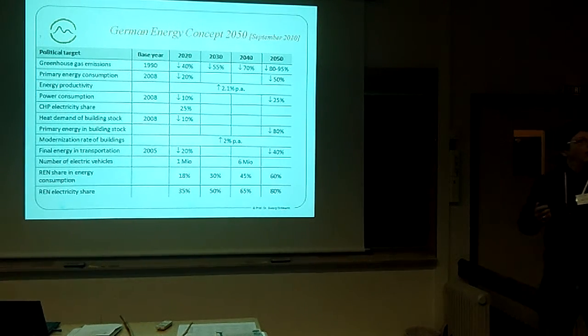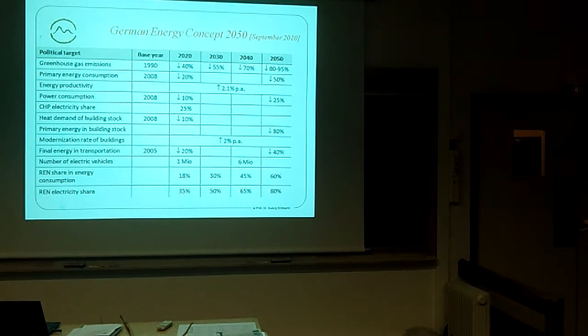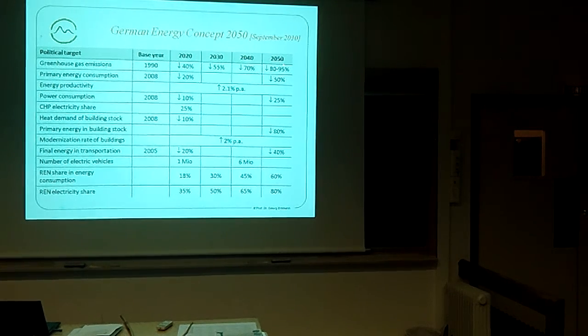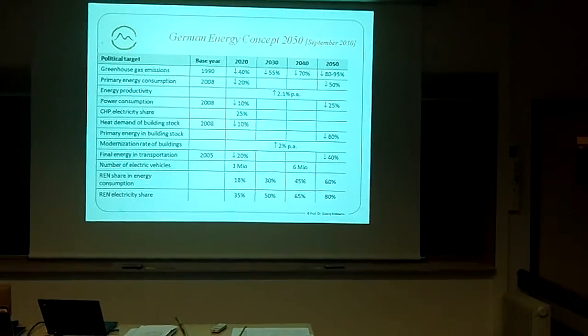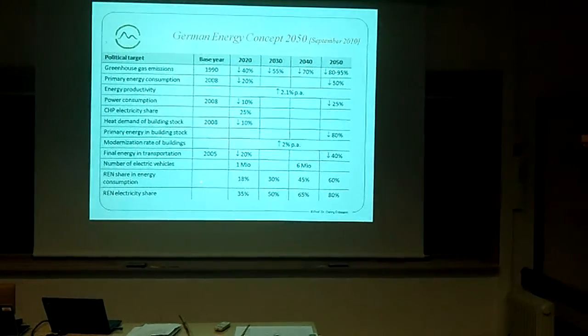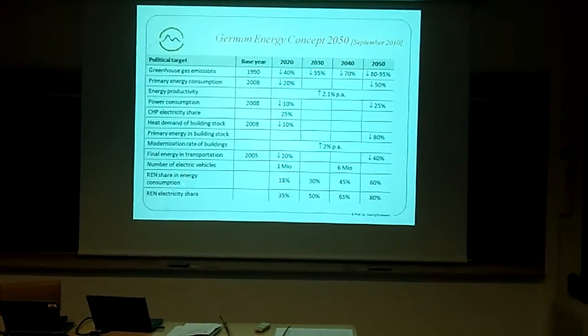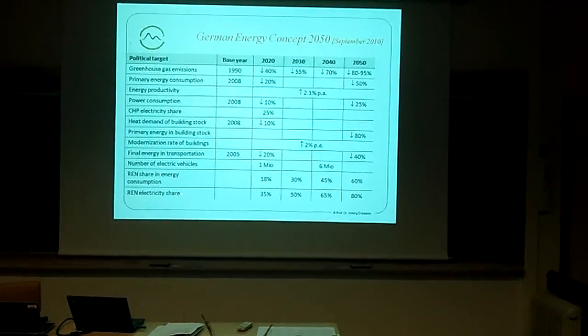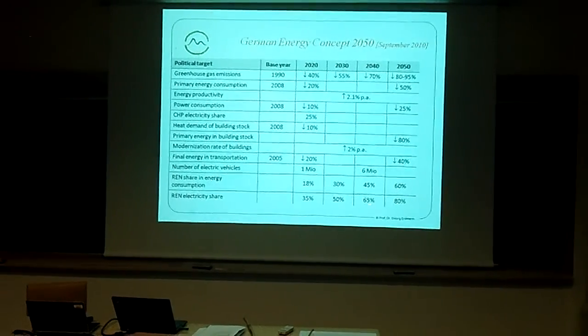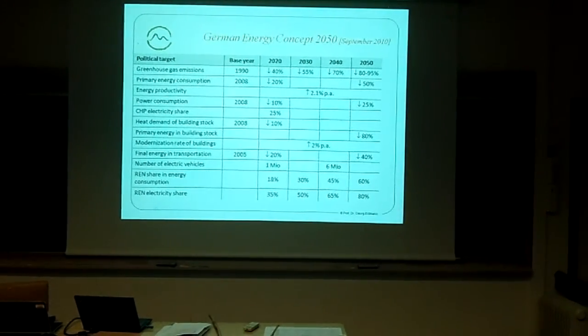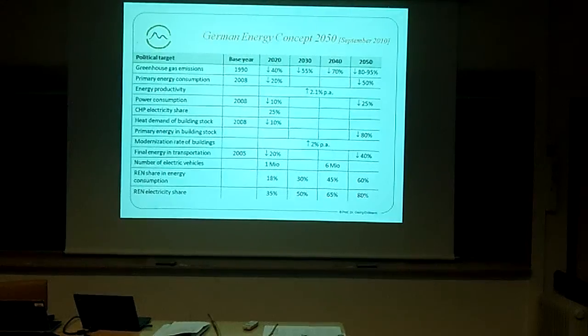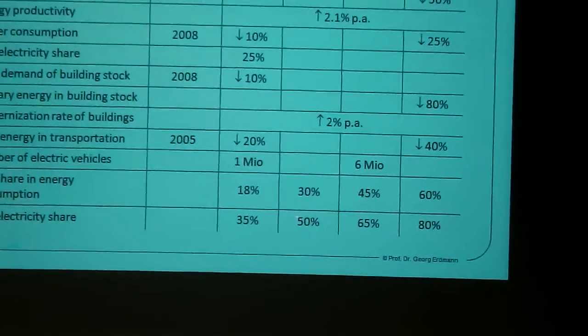So then you know that we have this famous Energiewende, the German energy concept 2050, and we have of course these greenhouse gases, and this is a long-term plan until 2050. What is important for us is the renewable electricity share. So we have here the renewable share in energy consumption and the renewable share in electricity generation, and you see these are the numbers which we are looking at, a very strong increase of these shares.